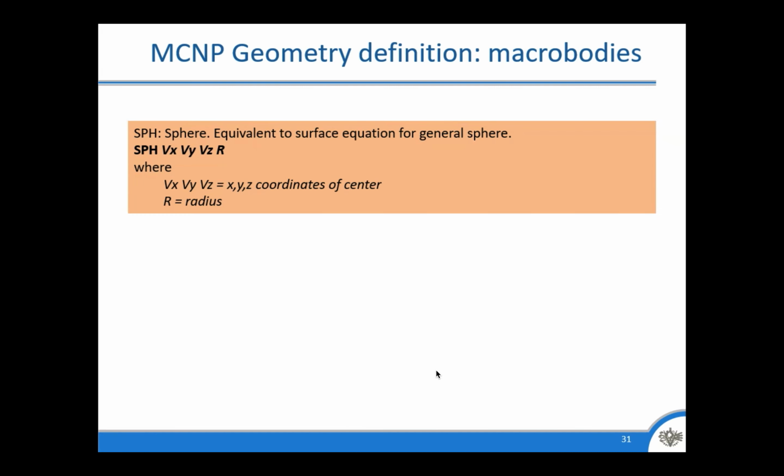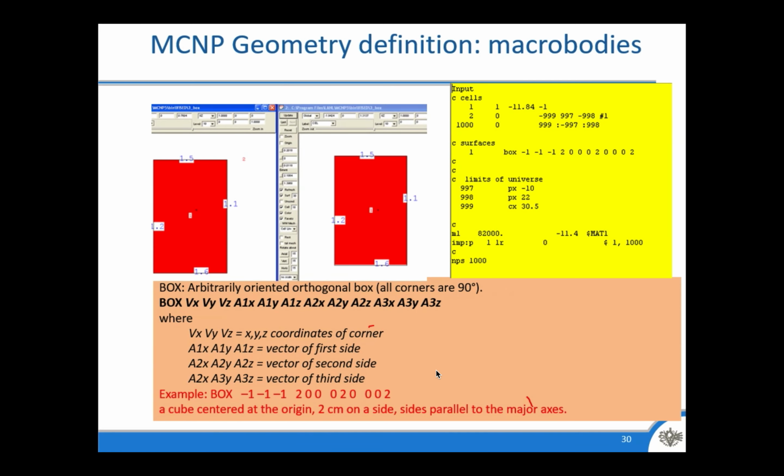MC and P are not always. Sorry. So, yes? Can you please come back to the previous slide? This one? Yeah. Why do we use vectors in the box? Why not planes? Because here the idea is that this vector is not necessarily a line on the axis.